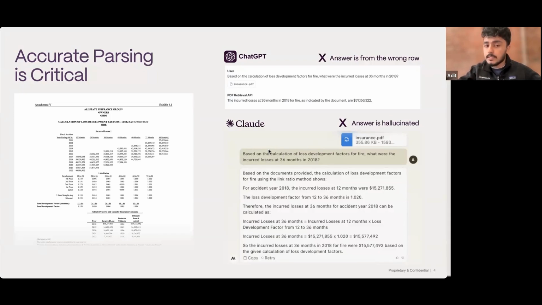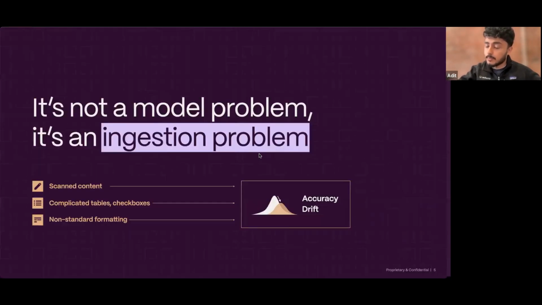And so in some cases, if you're just trying to directly pass a document in, you run into cases that aren't even issues with the model itself. Like this was a real case from an insurance document where passing in this table led to GPT-4 series models answering from the wrong row. They just misread the table. And the 3.5 series of Claude models just hallucinating regions of the content. And again, that's not a model problem.